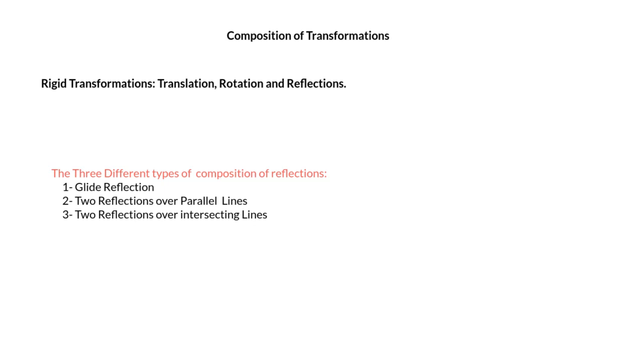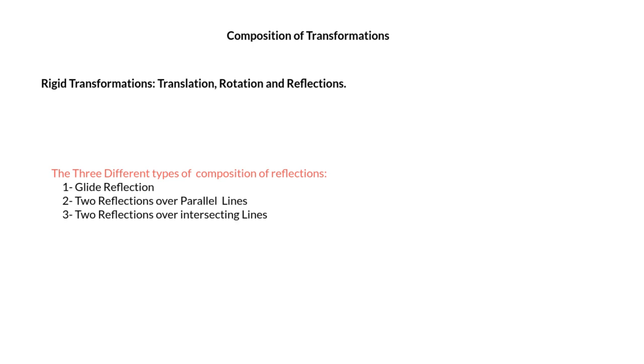Hi everyone, today in this video we are going to learn about composition of transformations. There are three primary rigid transformations that maintain size and shape: translations, which are like slides, rotations, which are turns, and reflections, which are flips.